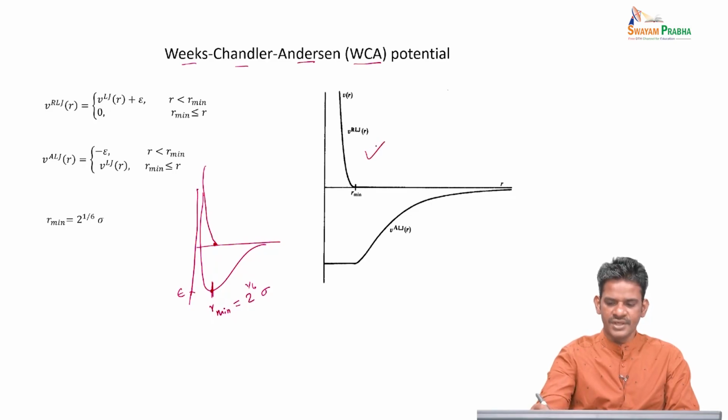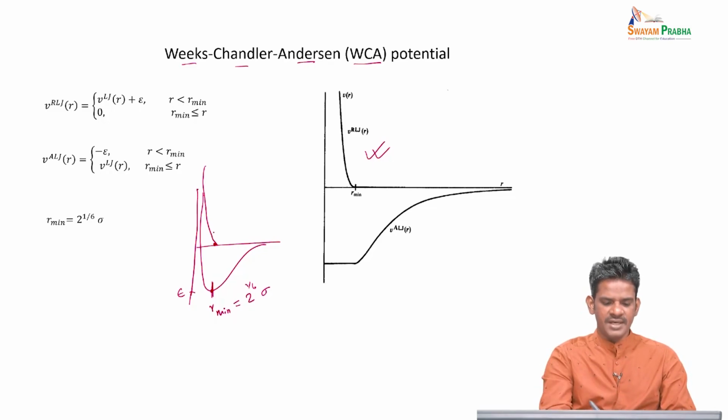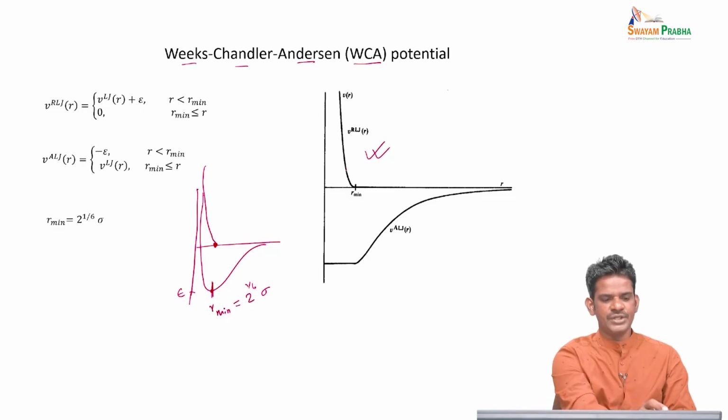Okay, so that is what's shown here. This way is to kind of think about having a purely repulsive potential. When you take this part and move it up by adding epsilon, then you get this potential, and this is a purely soft repulsive potential. Mathematically it is shown here.